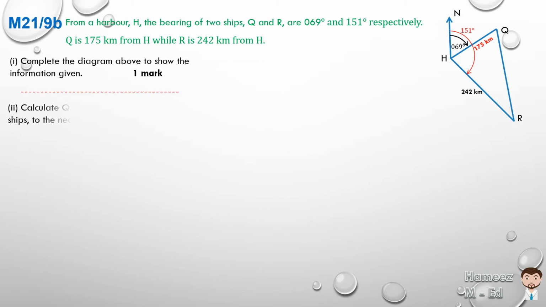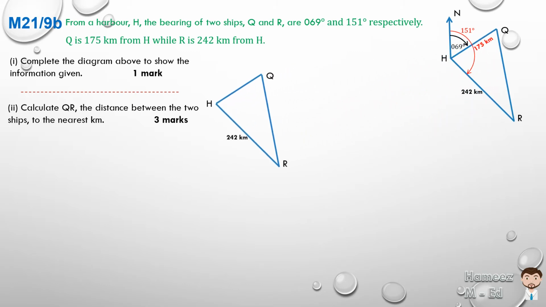Part 2. Calculate QR, the distance between the two ships, to the nearest kilometer. If we extract that triangle HQR, and let's identify by putting a purple arrow to show what we want to find, QR, that length, we know 175 kilometers, we know 242 kilometers, we want to find a third side, and we have the angle in there. And what's the angle? Let's see if we could solve that. The angle NHQ, which we have in black, plus the angle in purple, angle QHR.